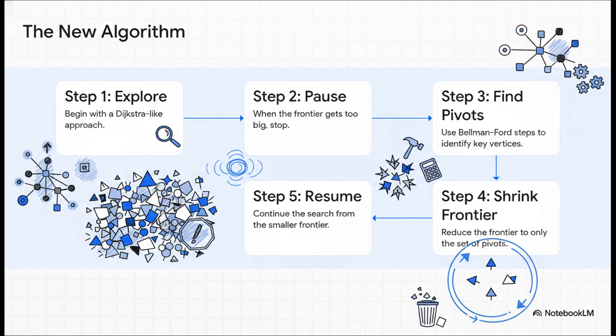So here is how the clever strategist's plan works. It's amazing. First, the algorithm starts out exploring locally, just like our perfectionist friend, Dijkstra. But, and here's the key, when that list of next stops, the frontier, gets way too big and slow to sort, it just pauses. It stops. Then, it completely switches tactics. It unleashes the brute forcer, Bellman-Ford, for just a few quick rounds, like sending out little drones to rapidly find those key intersections, the pivots. And just like that, it can shrink that massive frontier down to a tiny, super manageable list of just the pivots. And then, it goes right back to being the perfectionist, continuing its search from that much, much smaller list. It's this incredible hybrid that truly gets the best of both worlds.